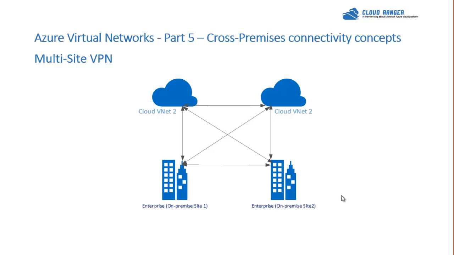Okay. This is the multi-site VPN topology, and this happens to bring everything together and makes it the most interesting of them all. So you have a combination of on-premises sites as well as cloud virtual networks. And with a multi-site VPN topology, basically everybody is connected to everybody. So there's no single point of failure.